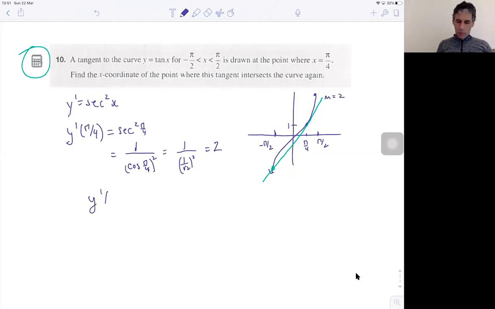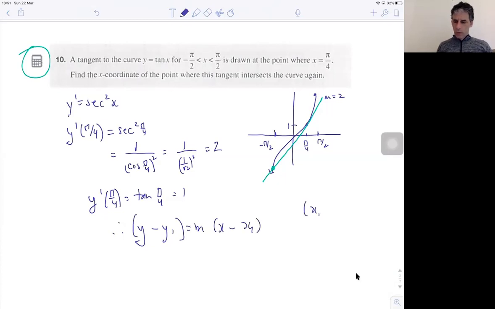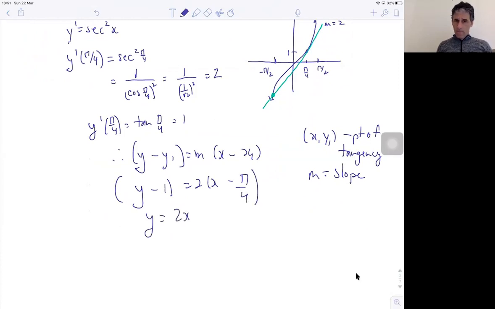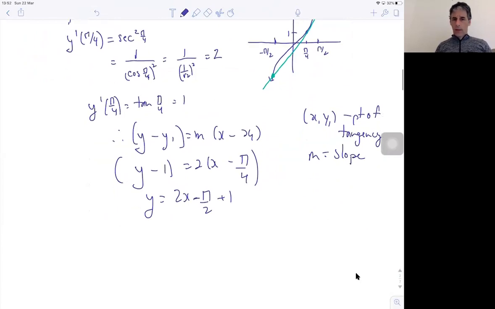Now we also need the y-coordinate. And we already said that the tangent of pi over 4 is 1. So therefore, the tangent line is always y minus y1 is m times x minus x1, where x1 and y1 are the point of tangency, and m is the slope. Okay, so this means y minus 1 is 2 times (x minus pi over 4). If you want, you can simplify that. So this will be y equals 2x minus pi over 2 plus 1. Okay, not a very nice equation.